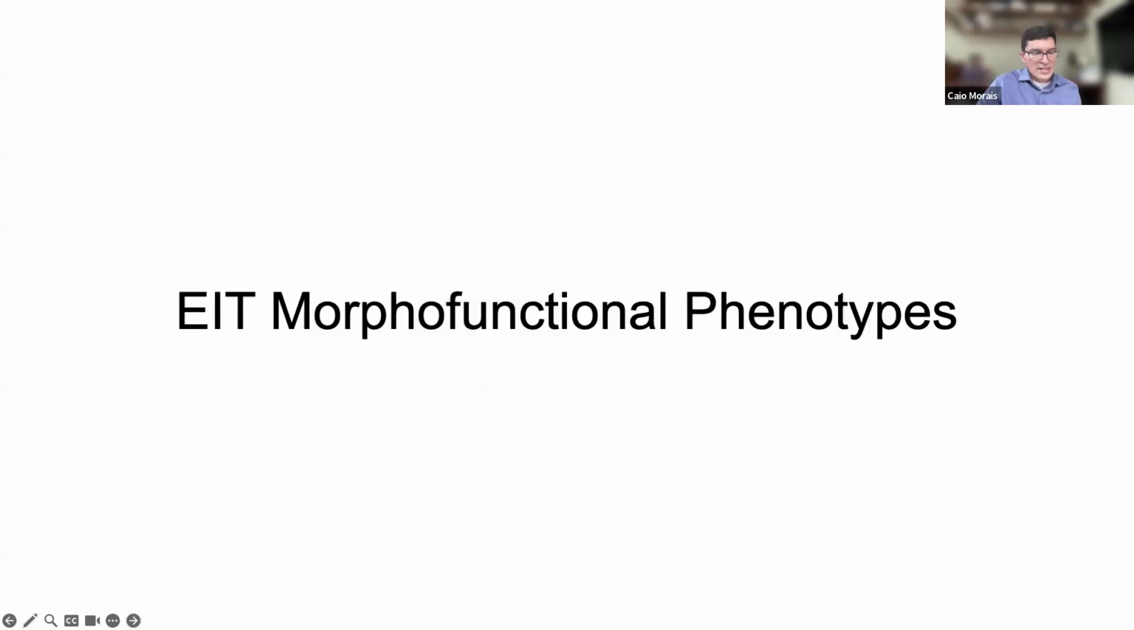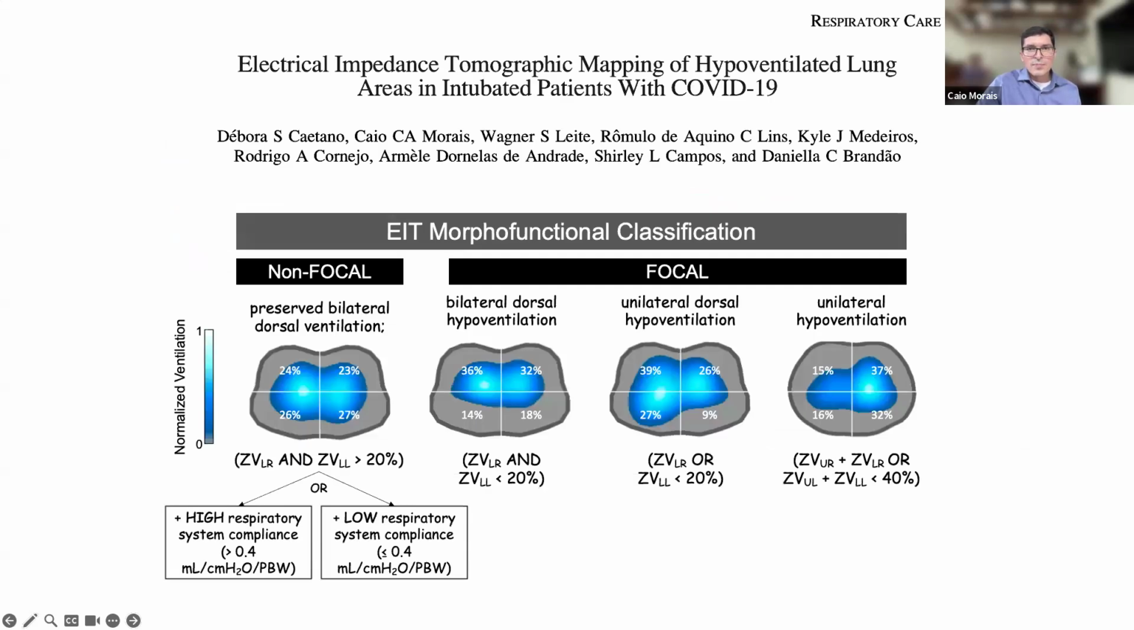So how can we use EIT to optimize those findings? One approach is understanding the disease, right? So based on this background from the French study, we started using EIT to phenotype lung morphofunction, classifying hypoxemic patients as having focal or non-focal disease. And here we have one example of a patient with non-focal disease based on EIT. That means a normal ventilation distribution among the lung quadrants.